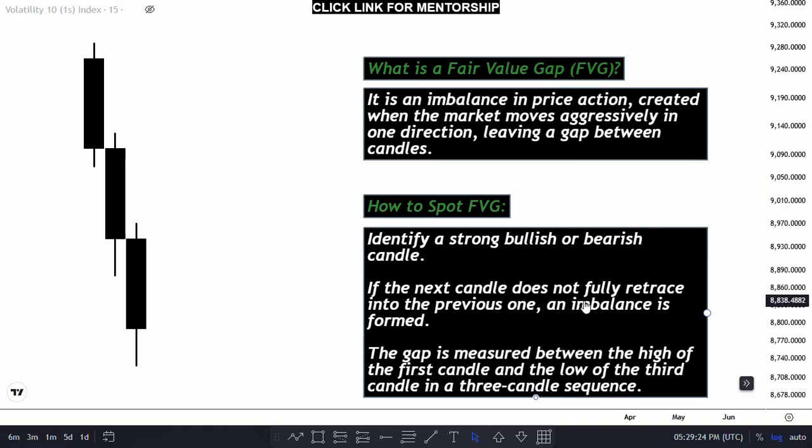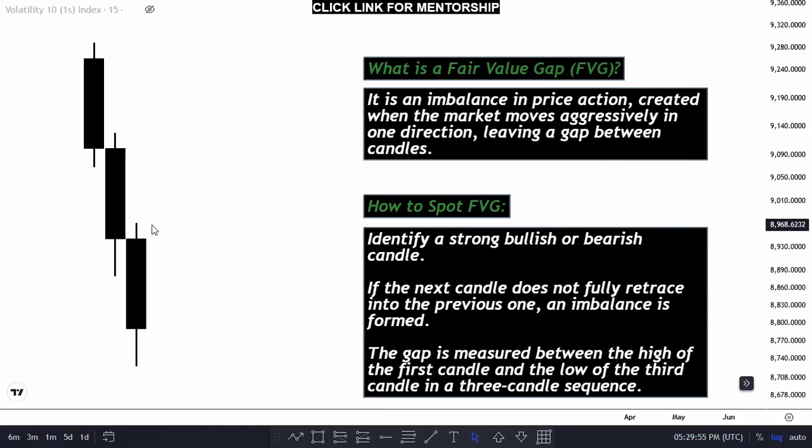So if the next candle does not fully retrace into the previous one, an imbalance is formed. You can see this candle's low here and this candle's high there. There's that distance. They are supposed to touch, but there was a distance that was left because of this strong move right here. Okay, so the gap is measured between the high of the first candle and the low of the third candle.